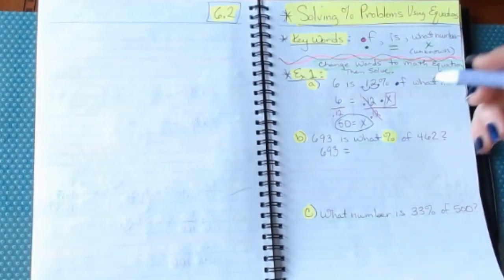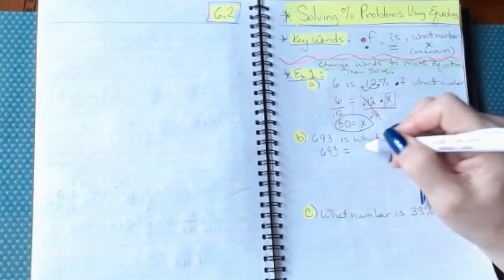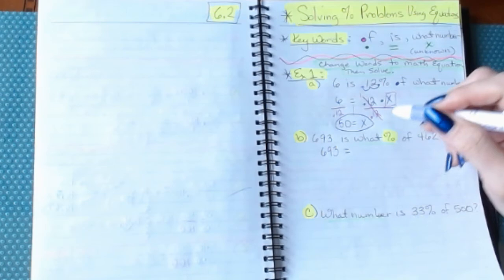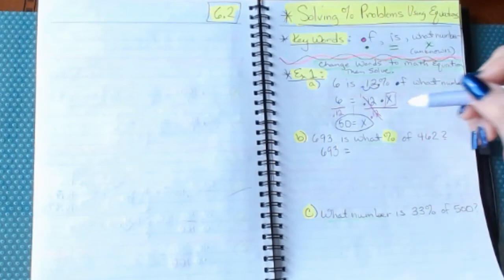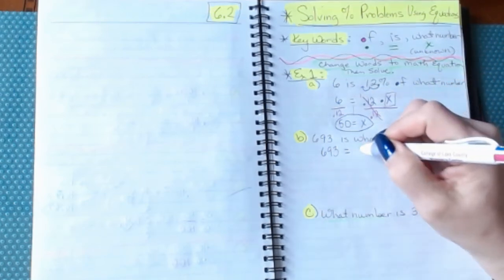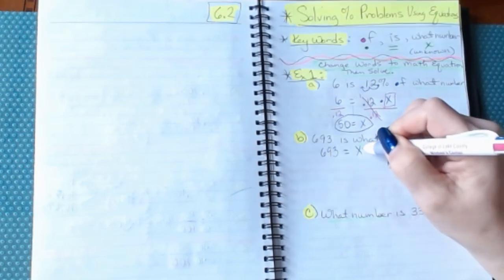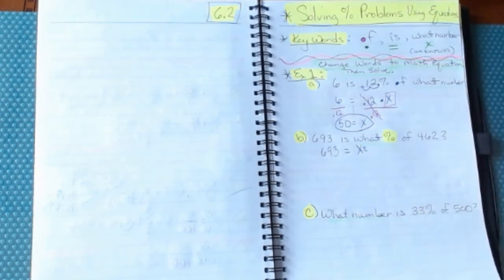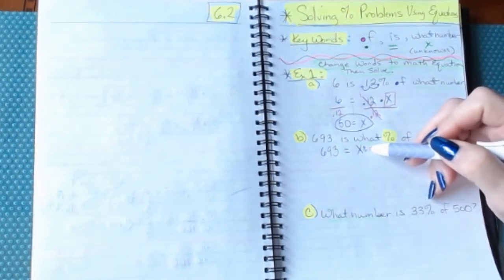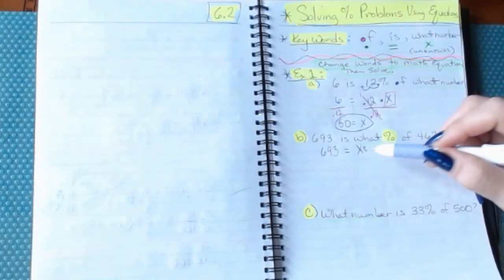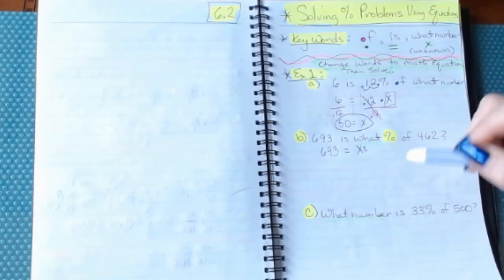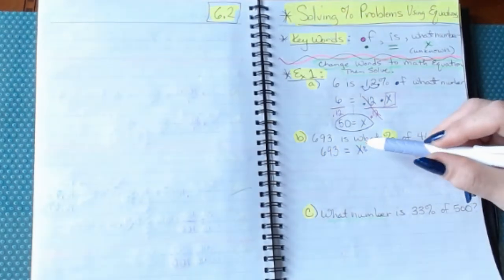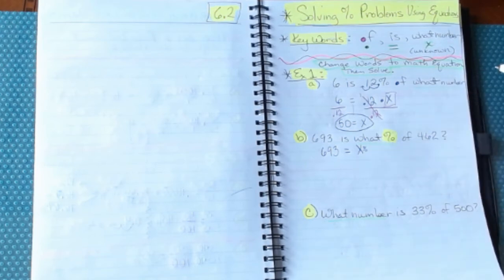step for this. So what percent? When I see what number, I write just X. When I see what percent, I write X and then a little percent sign by it to remind myself I've got to do one last step at the very end. I'm going to have to change it to a percentage before I'm completely done. So when I see what percent, I put X and a little percentage sign next to it to remind me.